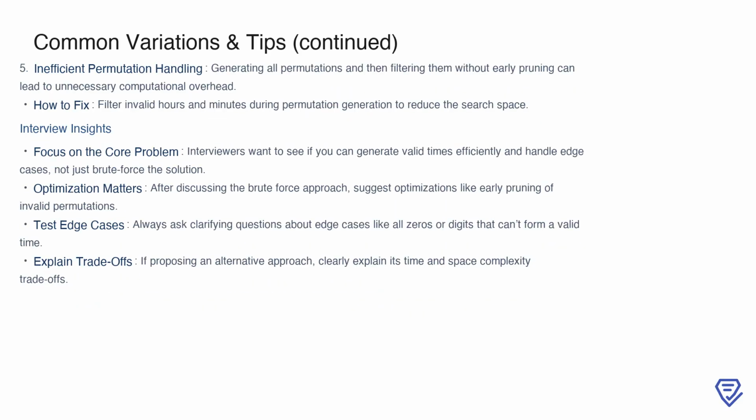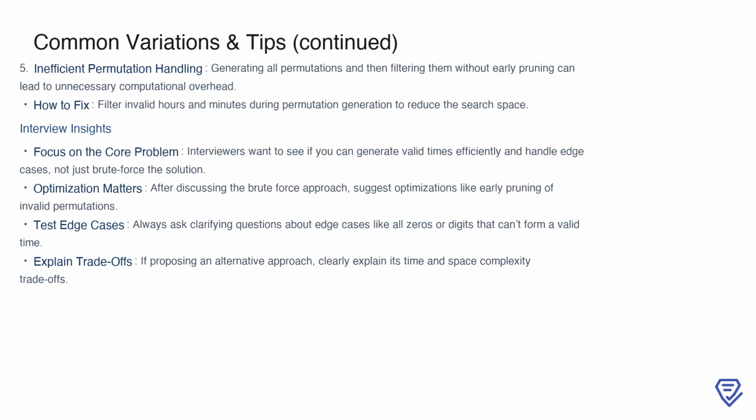Inefficient permutation handling is another mistake to be aware of. Generating all possible permutations of the digits and only filtering them afterward can create unnecessary computational overhead. To address this, try filtering invalid hours and minutes as you generate permutations, rather than waiting until the end. This reduces the search space and improves efficiency.